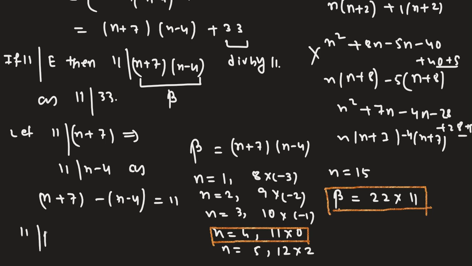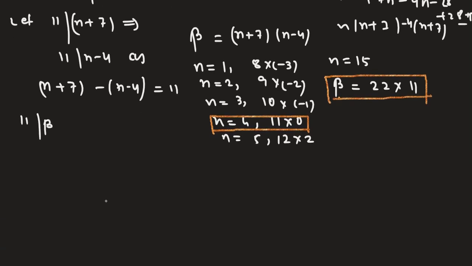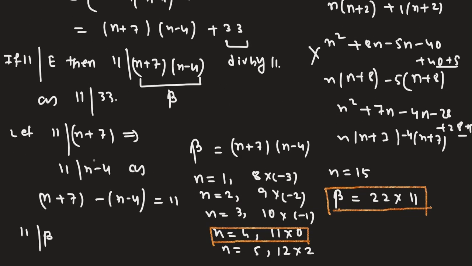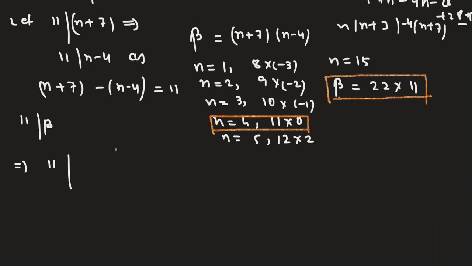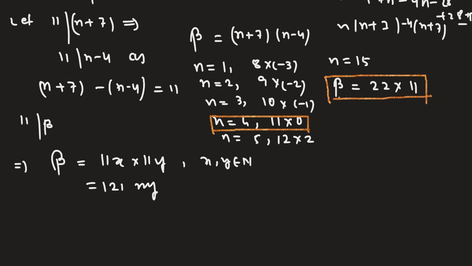11 divides beta. But beta is what type of number? So you can say that 11 is beta, but what we notice is that both factors are divisible by 11. So we can write our beta value as some times of 11x into 11y, where x and y belong to some integer. So that means it is 11 square, 121xy. So now our e will become 121xy plus 33.